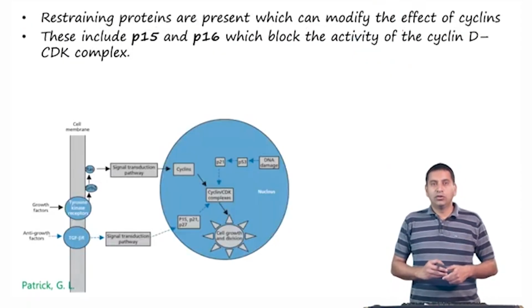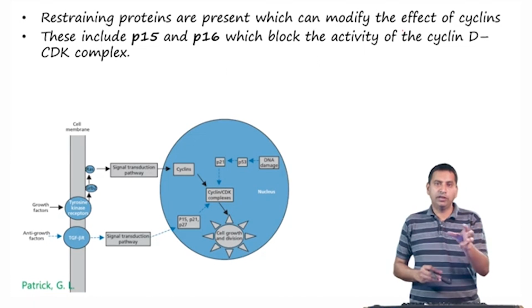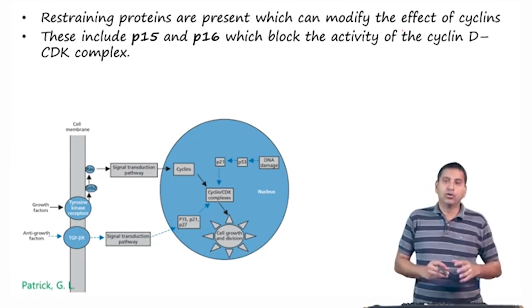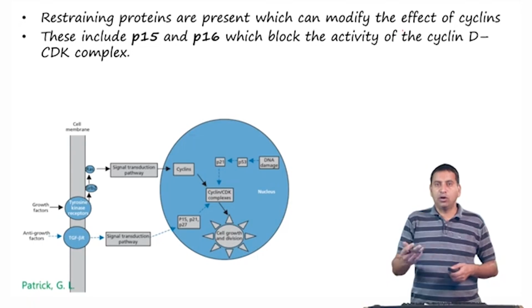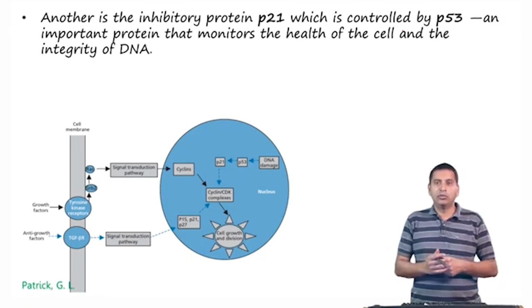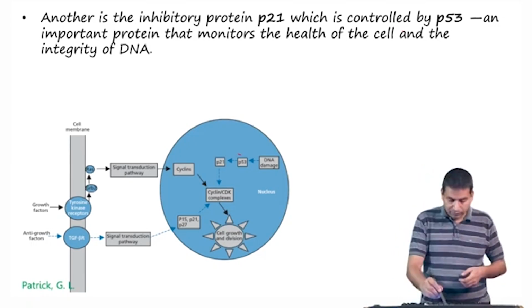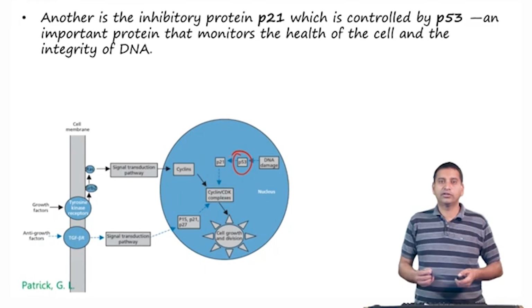Restraining proteins are present which can modify the effects of cyclins. These include examples such as p15 and p16, which block the activity of the cyclin D-CDK complex. Another example of an inhibitory protein is p21, which is controlled by p53, which we have looked at previously. p53 is an important protein that monitors the health of the cell and the integrity of DNA. Here is p53 in this process.